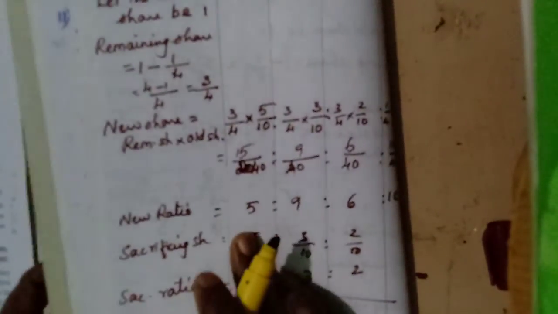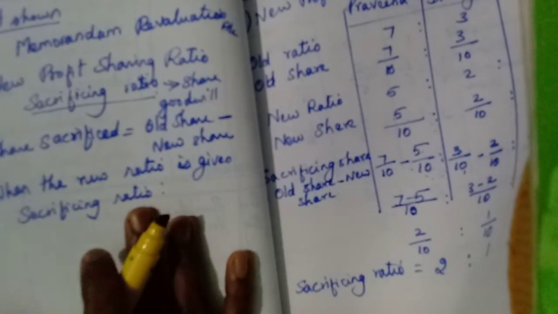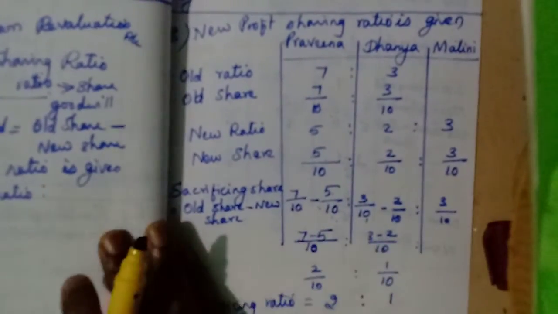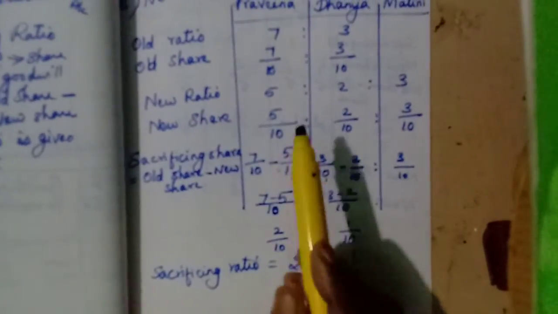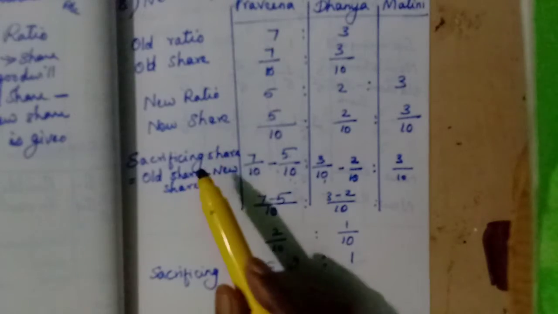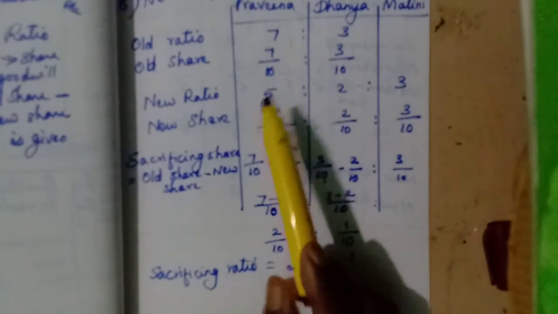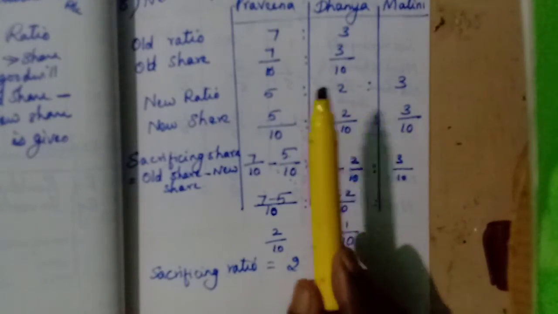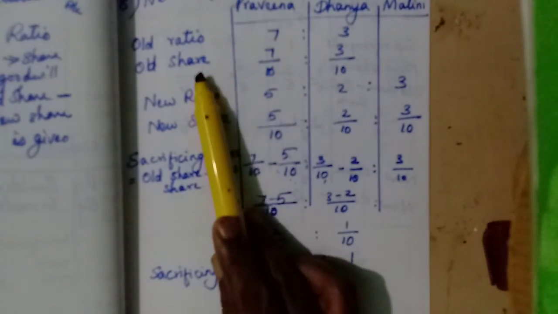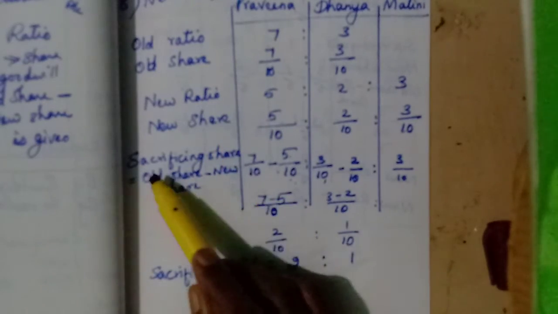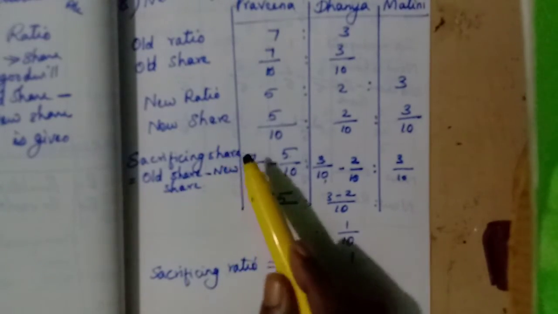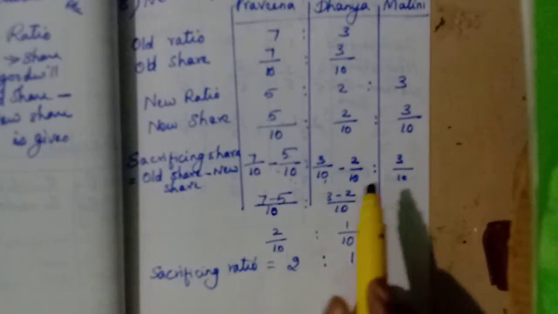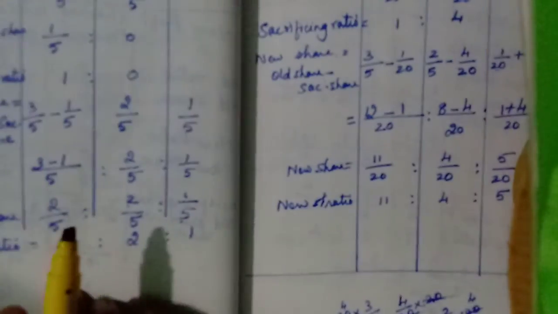Okay. All the ratios, how is the new profit sharing ratio calculated? Sacrificing ratio: new profit sharing ratio is given. Old ratio given, new ratio given. We have to calculate the sacrificing ratio: old share minus new share. Very easy one. Okay, next one.